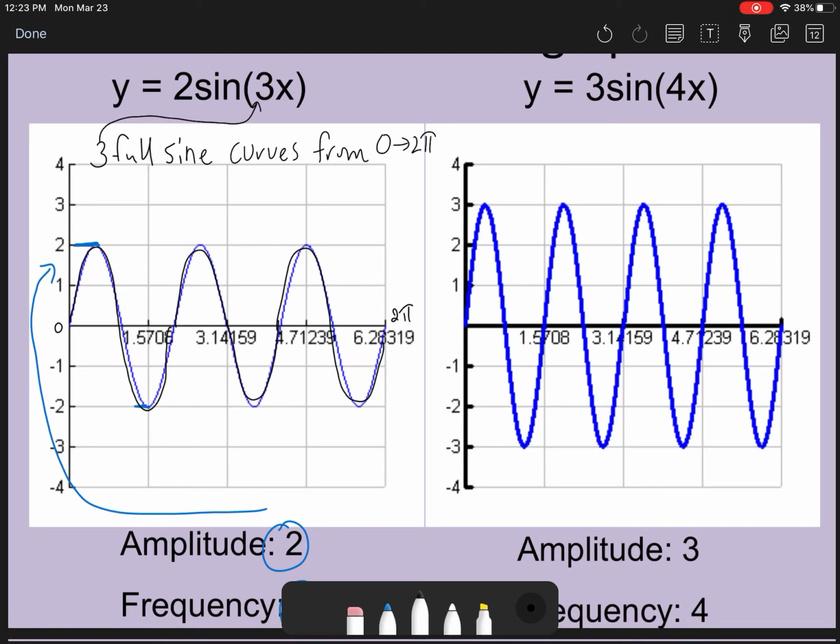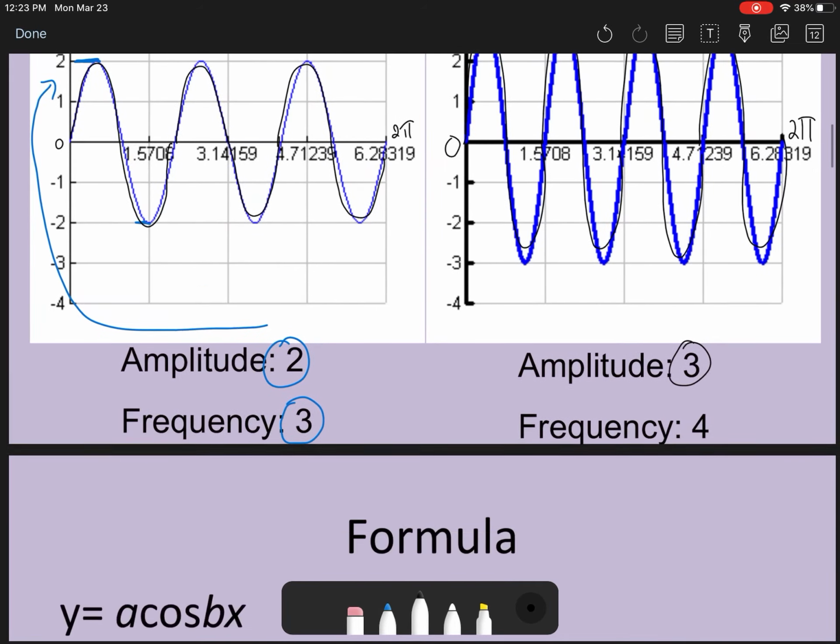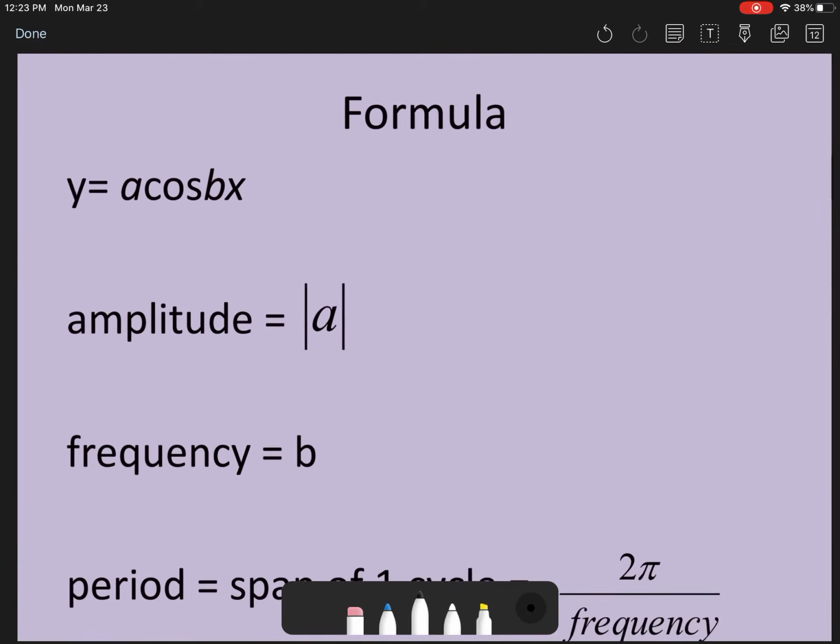Okay, the next graph we have is y equals 3 sine of 4x. And it's the same thing here. Let's talk about amplitude. Amplitude is 3 because that's how high we are going on the y-axis, okay? And the frequency is 4 because we have 4 full sine curves from 0 to 2 pi. 1, 2, 3, and 4.